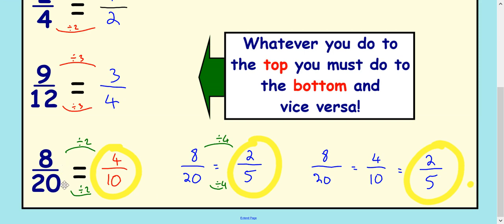8/20. Now, you could divide by 2. You could notice that 8 and 20 are both even numbers, so divide by 2, which would give you 4/10. But you should notice at this point that you can then do that again. 4 and 10 are both in the 2 times table, so you could divide top and bottom by 2 again to get 2/5, which I've done over here. Now you could go directly to the answer by dividing by 4 to get right to the simplest fraction, or you could do dividing by 2 twice. But as long as you try and get the fraction or the ratio in its simplest form, it doesn't matter really how many steps that you take.